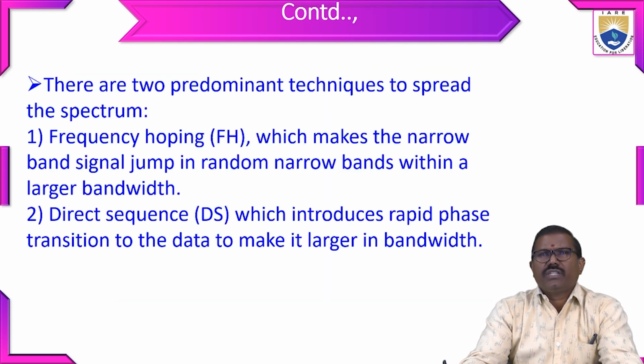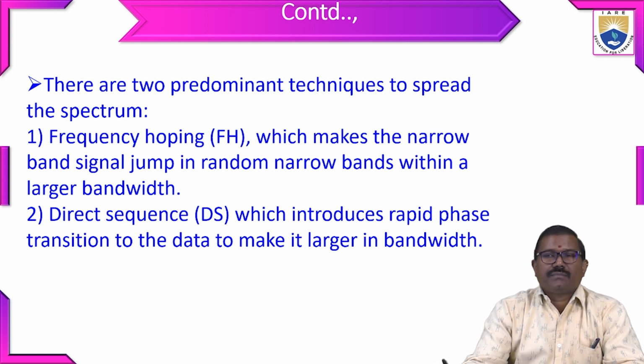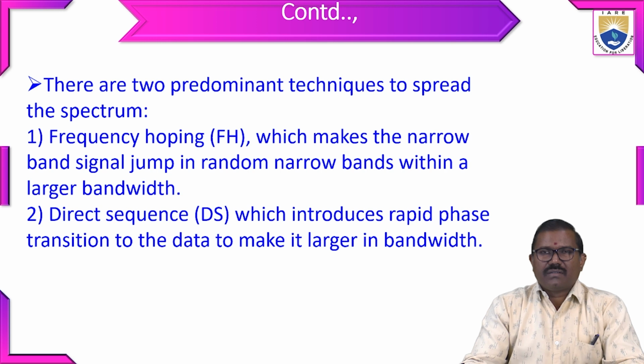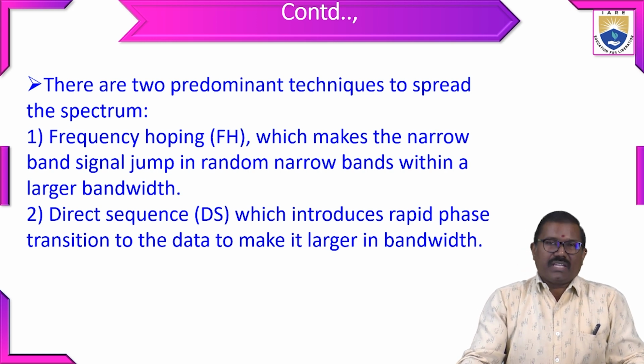So there are two predominant techniques to spread the spectrum. By using these two techniques we are spreading, that means we are broadening the spectrum. The first one is frequency hopping, which makes the narrowband signal jump in random narrow bands within a larger bandwidth. That is frequency hopping.